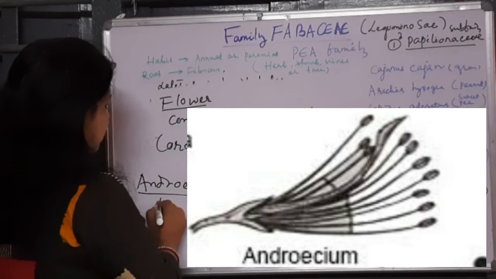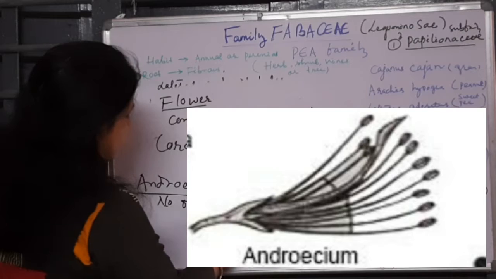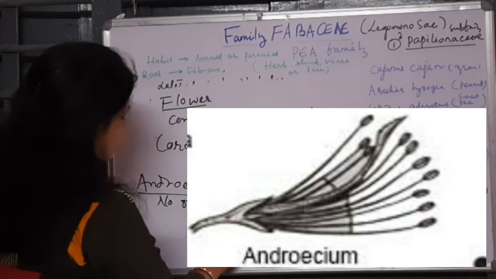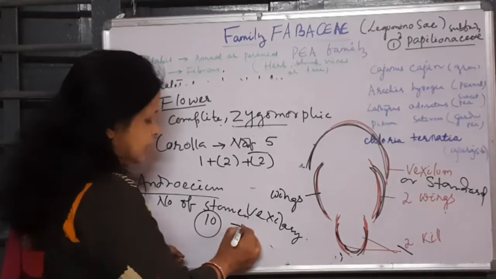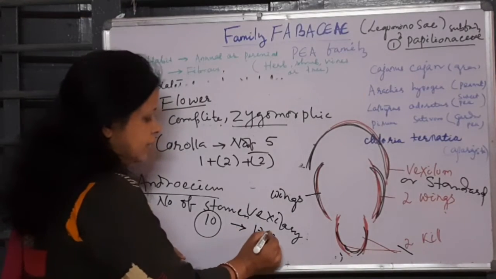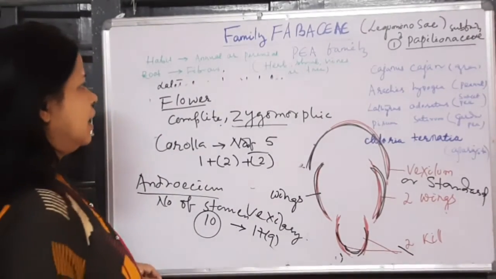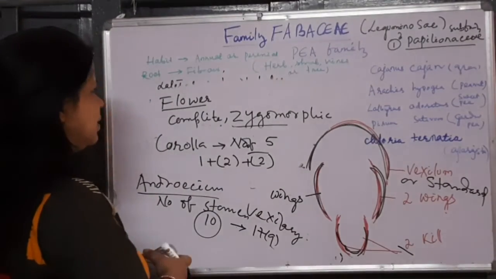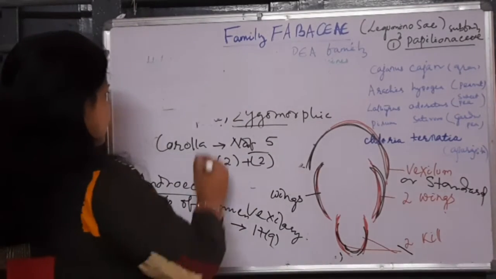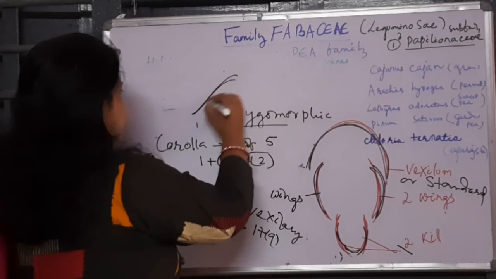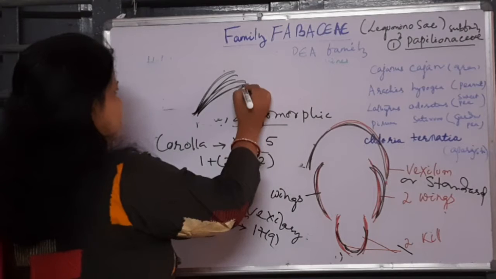Androecium. Number of stamens, 10. And these 10 stamens are arranged 1 plus 9. 9 stamens united together, and this condition is known as diadelphous. This is called diadelphous condition.